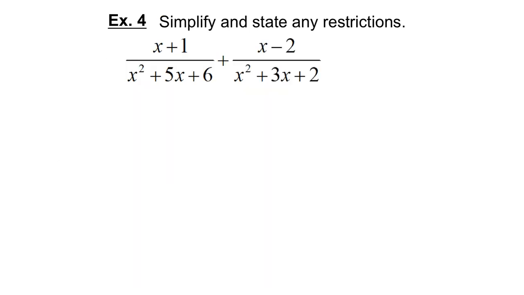Now here's one more example. I'm going to ask you to try this on your own. First, you're going to have to factor each denominator. Then you can decide what you need to multiply each denominator by to get a common denominator. And then you can proceed like we did in the previous example. So simplify this, state any restrictions, and let's see how you do.